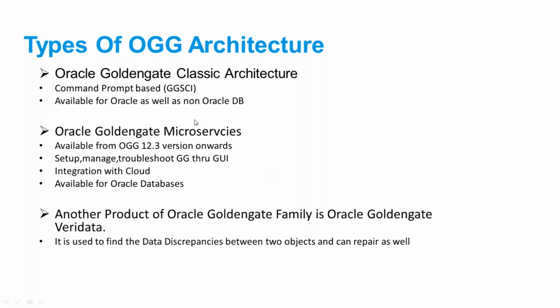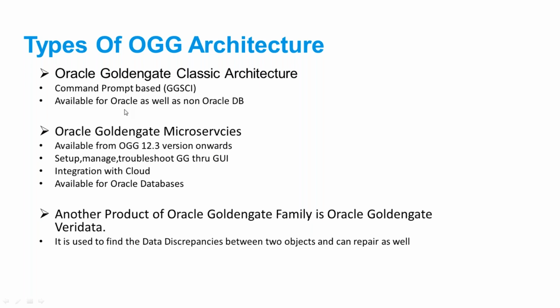Now Oracle Golden Gate Classic architecture is still available, and it is available since the beginning. It is command prompt based architecture, and it is available for Oracle as well as non-Oracle databases. That means that Oracle Golden Gate Classic architecture you can use for Oracle as well as non-Oracle databases. Oracle Golden Gate Microservices is available from OGG 12.3 version. So basically from 12.3 version onwards of Oracle Golden Gate, you have microservices architecture as well as classic architecture. So you can set up, manage, troubleshoot Golden Gate through GUI in microservices.